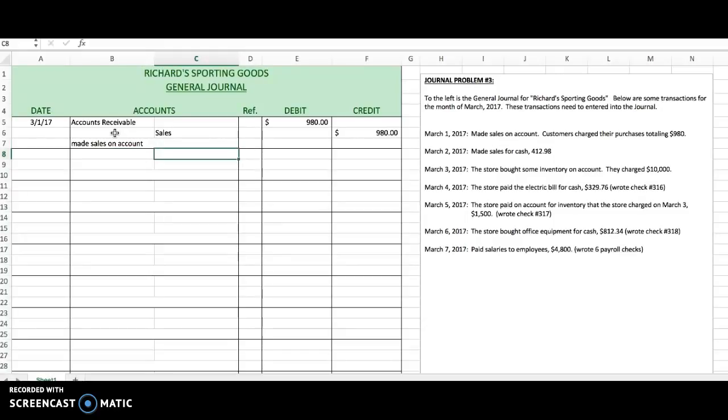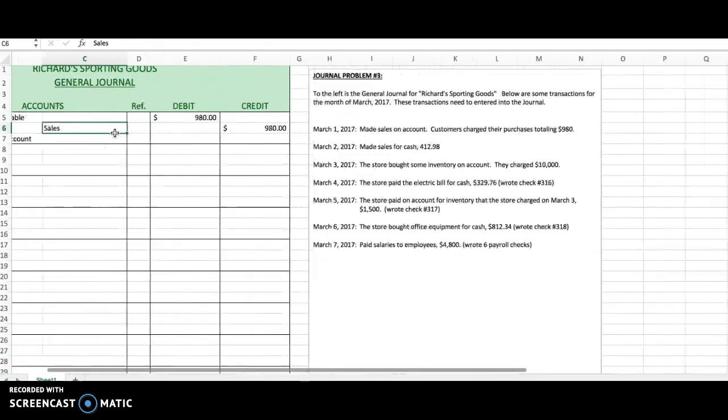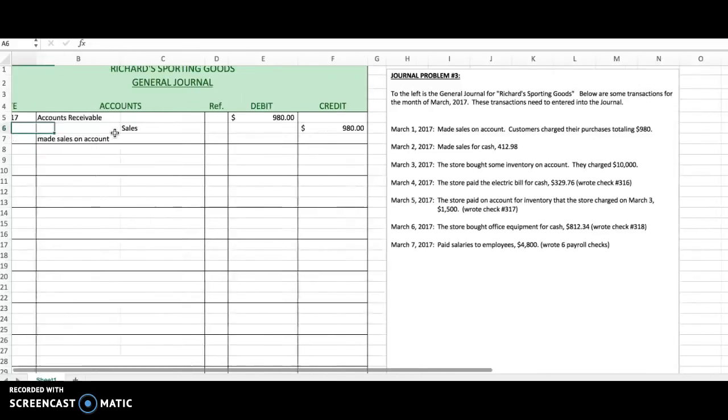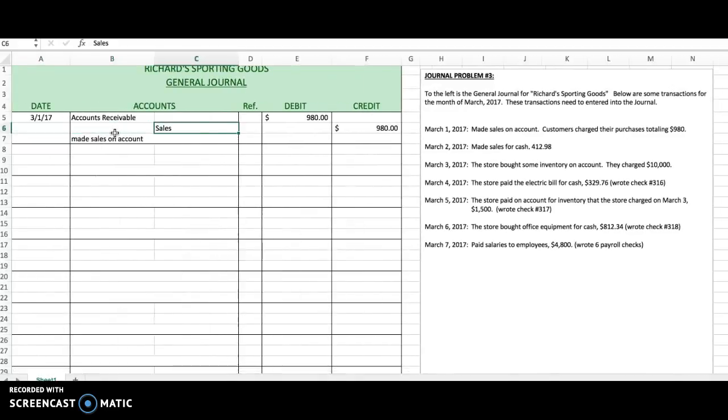You have a debit part, you have a credit part. You have to understand the two accounts involved, what kind are the accounts, and then which is the debit. Well, the debit is the accounts receivable because that's what went up. We gained an asset. People owe us money, so that's what's debited. Sales is a revenue account. You should know that all revenue accounts are credited when they go up, and so in the credit column, 980.